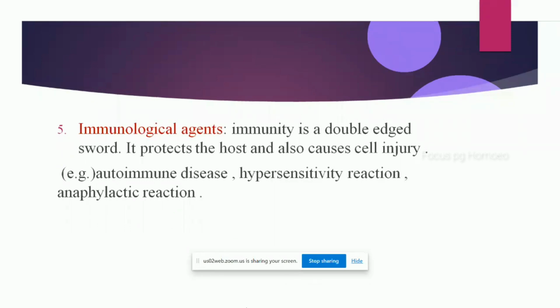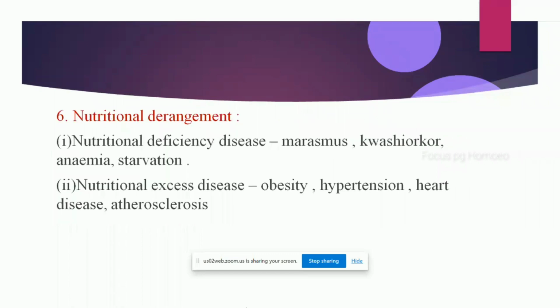Then next one is immunological agents. Immunity is a double-edged sword. It protects the host and also causes cell injury. Examples are autoimmune disease, hypersensitivity reaction, and anaphylactic reaction.